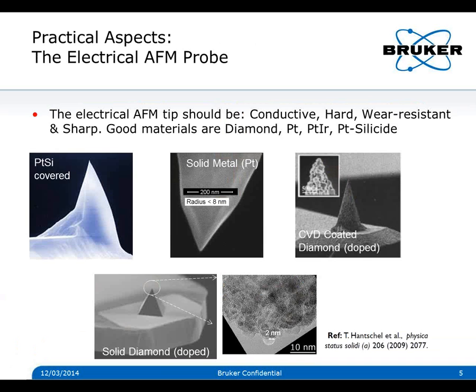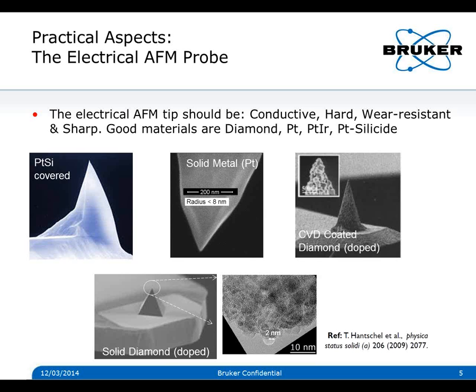So after these examples, a couple of practical aspects. One practical aspect important for any AFM mode is the probe. This is really what enables high resolution. For electrical AFM modes, in addition to the tip sharpness, another property that is important is the conductivity and the hardness, or the wear resistance, because the tip will be in contact with the sample quite often in most of these modes. The typical probes that are used are metal-coated probes.